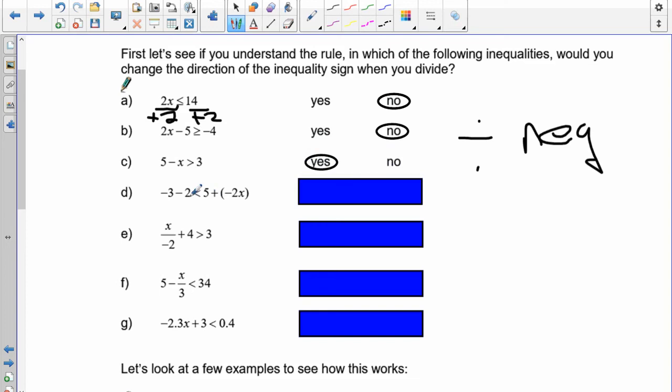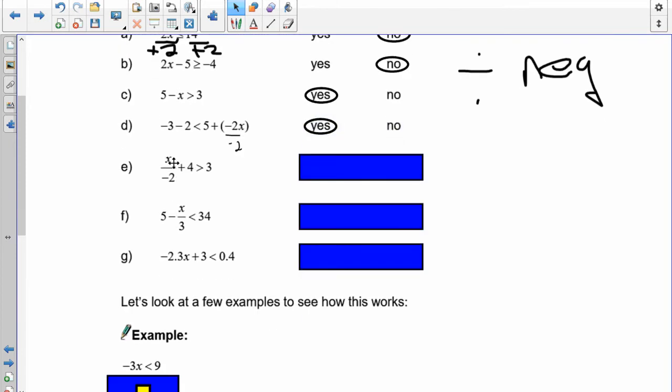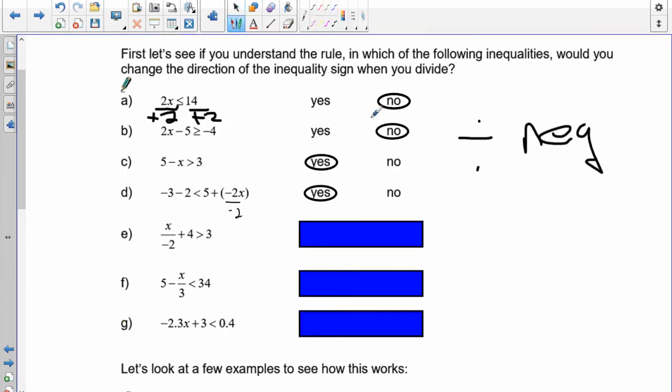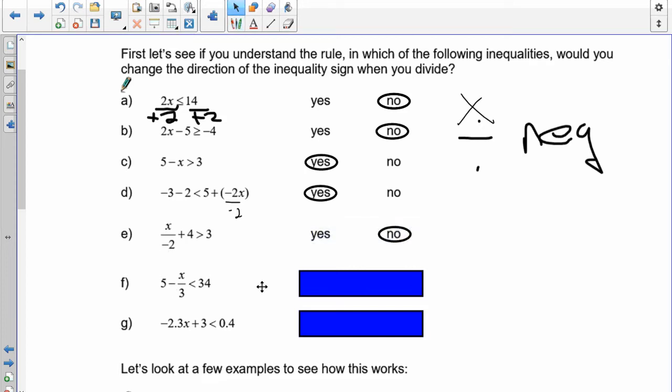Okay, let's take a look at this one here. It's a negative 2. So in order to get rid of the negative 2, you've got to divide by negative 2. So do you change the sign on this one? Yes, you do. So whenever you multiply or divide by negative 2, then you have to switch the sign. So this is also a yes. Sorry, that should be a yes. I don't know if I can make that change. It's a yes, because you're going to be multiplying by a negative 2 here. So that's a mistake.